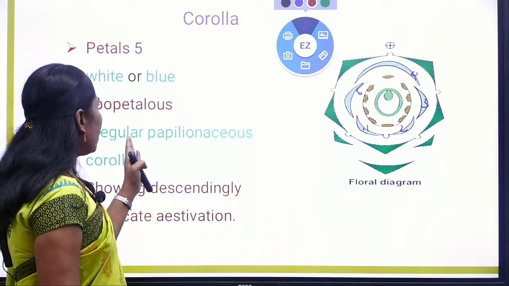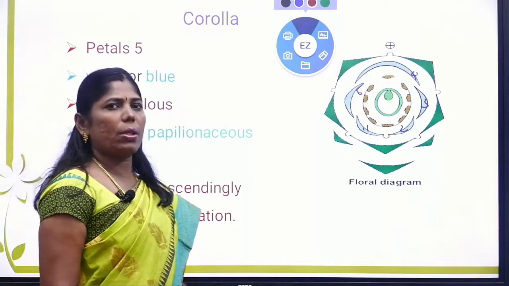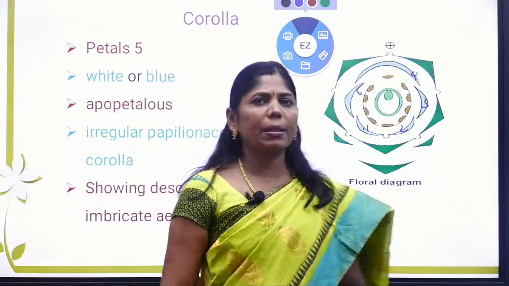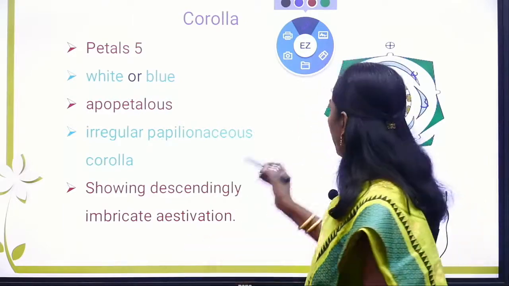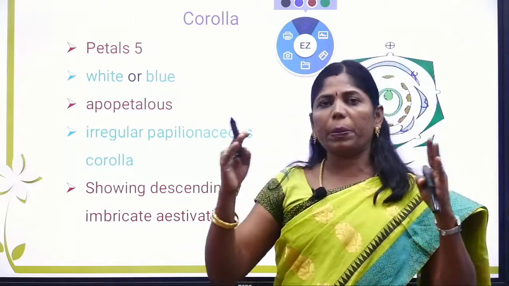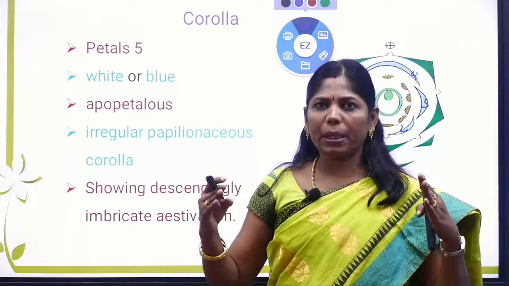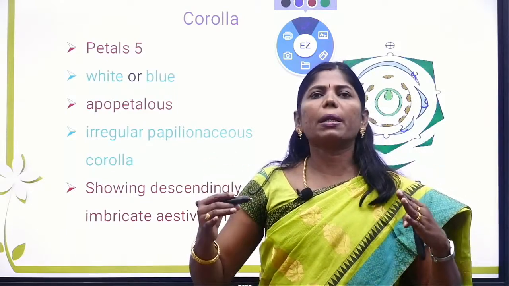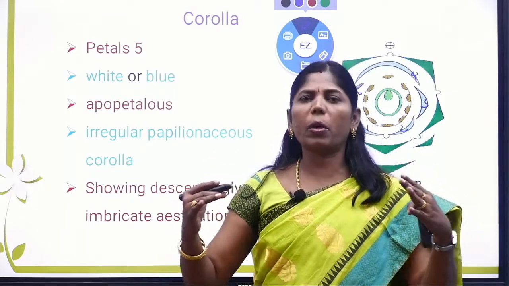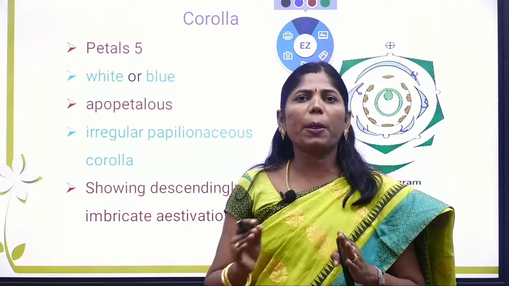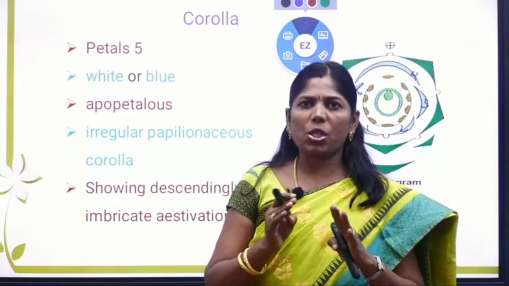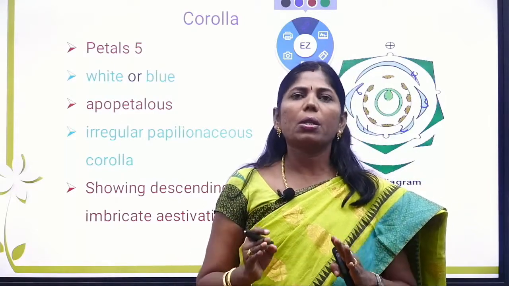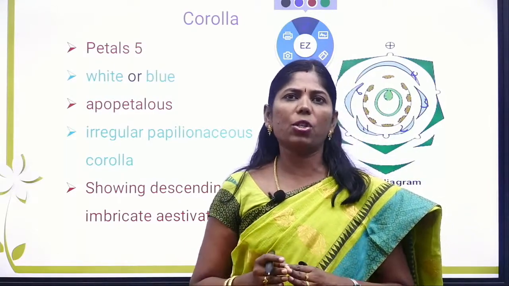Okay, so irregular, papillonaceous in condition. Irregular means the sizes of the petals vary from one another. Looking at the petals, the posterior petal is very big, the anterior petal is very, very small, and the lateral petals are of moderate size. So each petal is a different size. Okay, so that is irregular in shape and structure. So this is a papillonaceous arrangement.